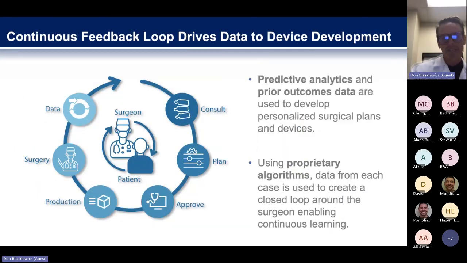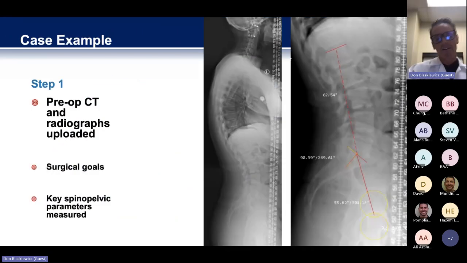Let's see. And this is similar to the UNiD process, where you start by sending your images over, a plan is constructed, you can approve the plan, it's produced, you do your surgery, and then the post-operative pictures go back into the system, and this is where the machine learning takes place. And the more cases that go in, obviously it becomes more powerful.